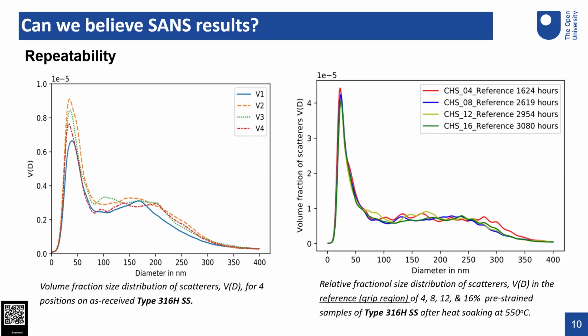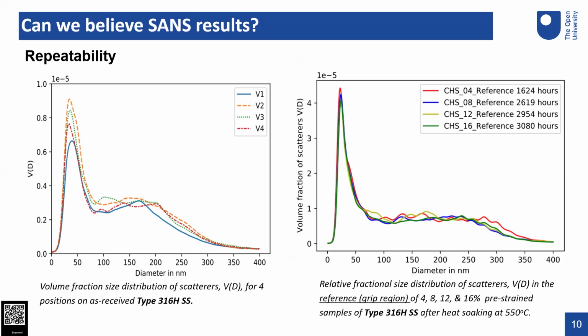Different locations in one sample have been examined, and you can see on the left-hand side the fractional size distribution of the scatter for different locations. It's very similar when we're looking at different locations of the same sample. It's worth noting that the scales on the y-axis in the two plots are different, so don't worry too much about it.